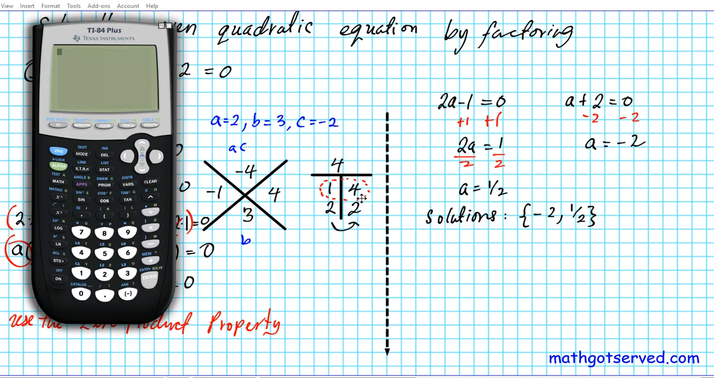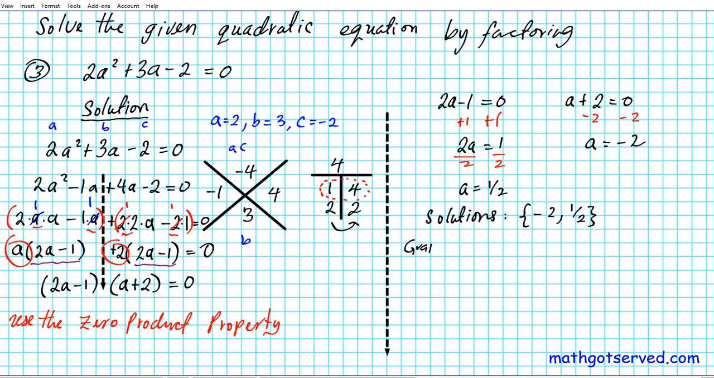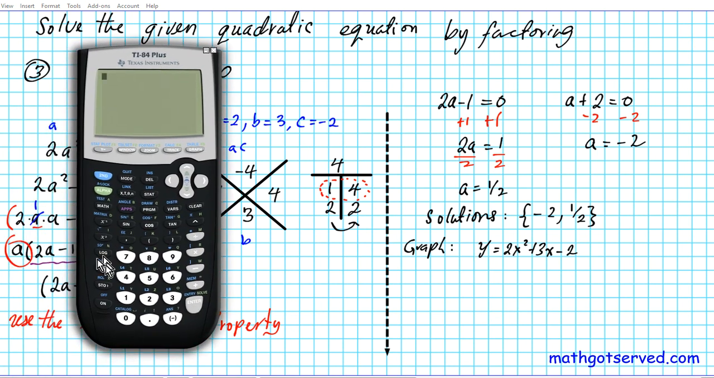To do that, we're going to be graphing the related quadratic function. We're going to graph y equals 2x squared plus 3x minus 2. I just replaced the a's with x's and then set it equal to y, because the only variable that our grapher understands is the x variable.